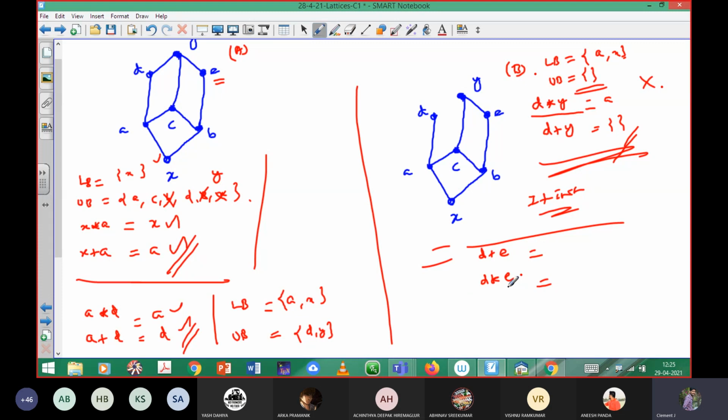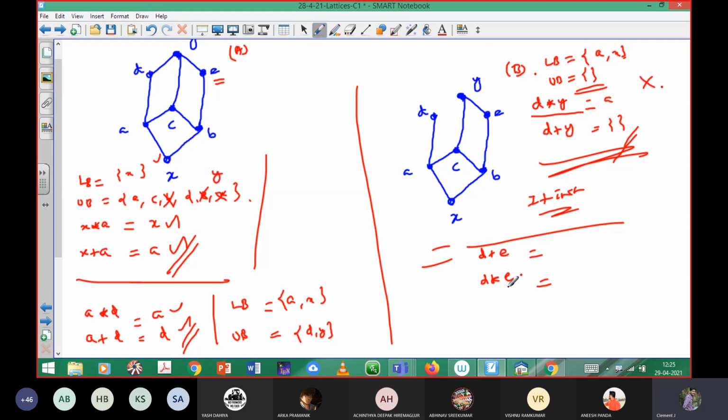That's it. It is a very simple concept to check whether it is a lattice or not, by checking for every pair whether it has the GLB and then LUB, both the things. Not only one, it should have both.